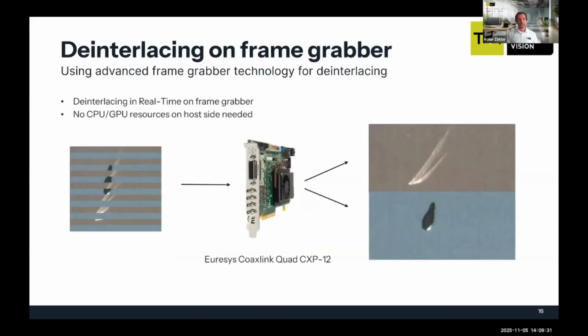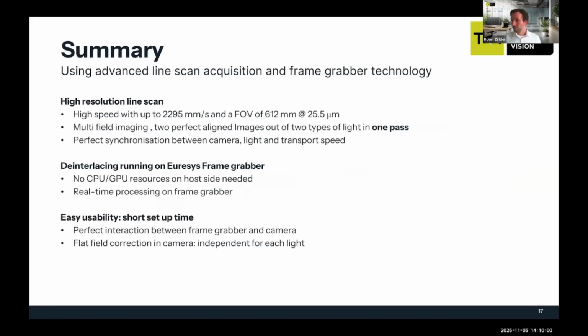And with the features from Euresys, from the CoaXPress frame grabber, we can deinterlace this image, which is at the moment interleaved. Now I want to deinterlace the image into 2 separate images. This is done on the frame grabber, so in real time, no GPU or CPU resources are needed. So you can see in this example, the bright field image and the dark field image in one pass.